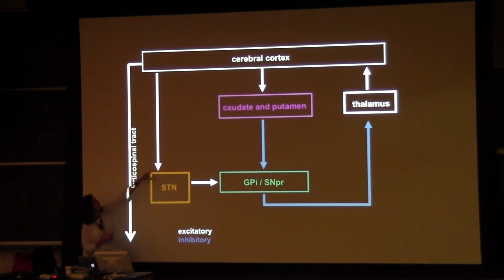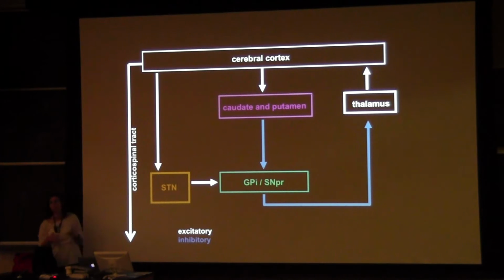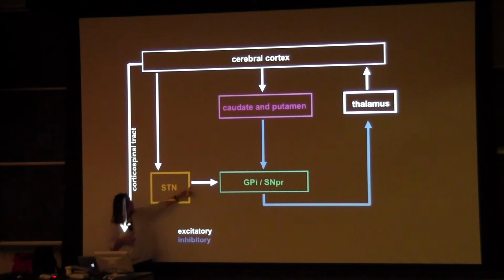Some people call the pathway from the cerebral cortex to the STN the hyperdirect pathway, but that's not something I need you to know. I do want you to know the direct pathway. But you should know that the subthalamic nucleus receives an input from motor areas in the cerebral cortex. The subthalamic nucleus provides the excitatory drive to the output nucleus.